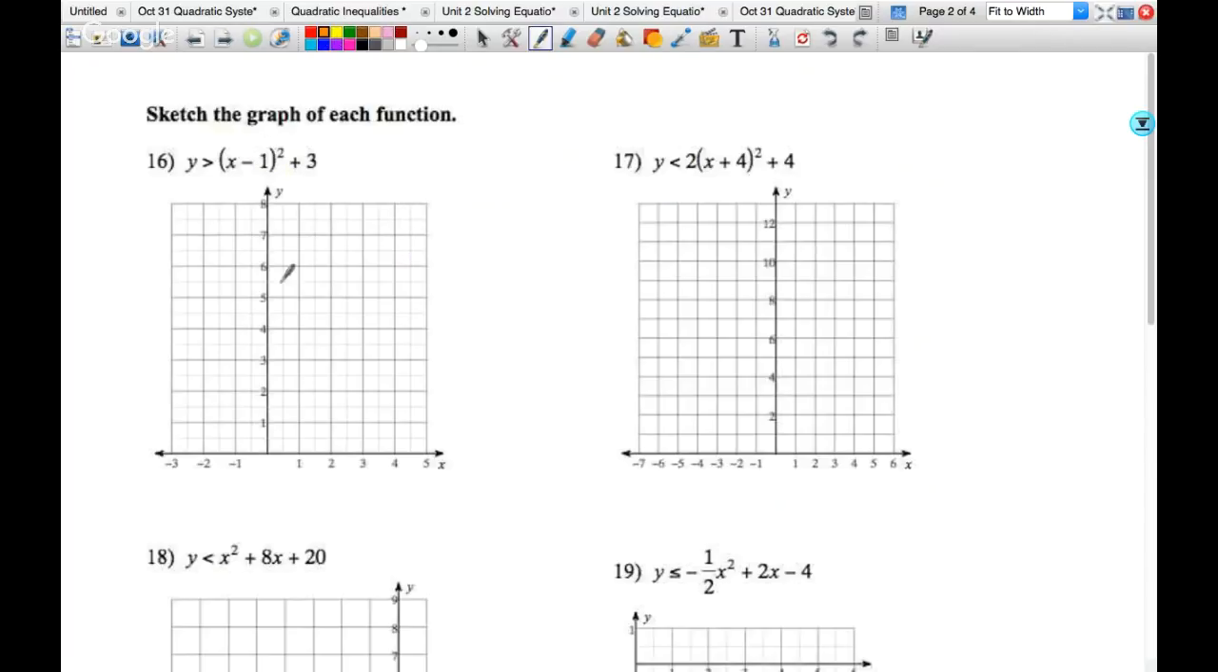I'm going to put a point at my vertex of 1, 3. Always flip that first sign. The vertex here is definitely at 1, 3. Next thing, I'm going to copy down my pattern 1, 4, 9. So if I move 1 unit out, I should move 1 up. But this is telling me if I move 2 units out, I should move 4 up. 1, 2, 3, 4.